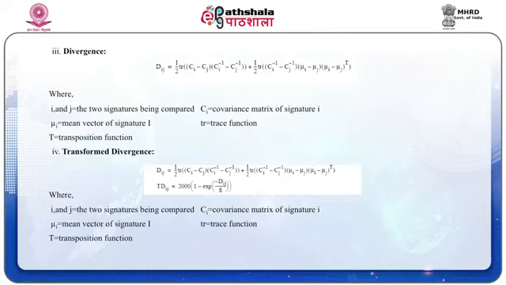Now transform divergence. As shown in the given equation, this is an improved method of evaluation of signatures, where i and j are the two signatures being compared. Ci is again the covariance matrix, Mu i is the mean vector, Tr is the trace function, and T is a transposition function.